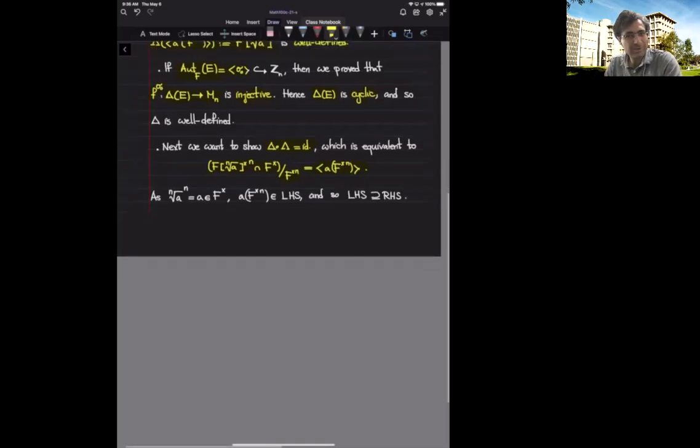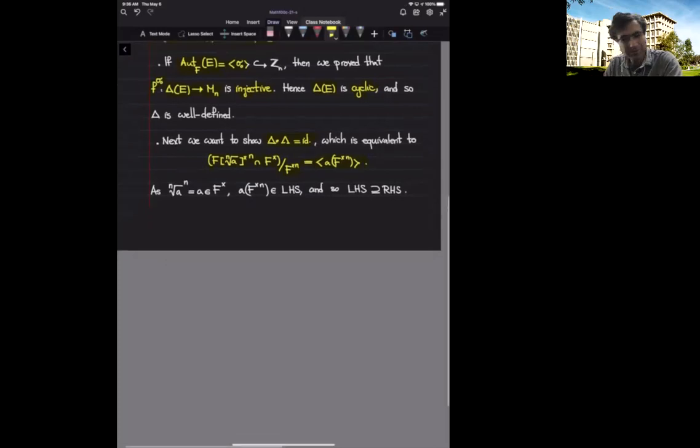As always, whenever you want to show equality of two sets, you need to argue that one set contains the other, and vice versa. One of the inclusions is immediate from the definition. Notice that the nth root of A raised to power n is A, which is inside F cross. This means that this element A belongs to this intersection, because I am raising this guy to power n and getting some elements inside F.